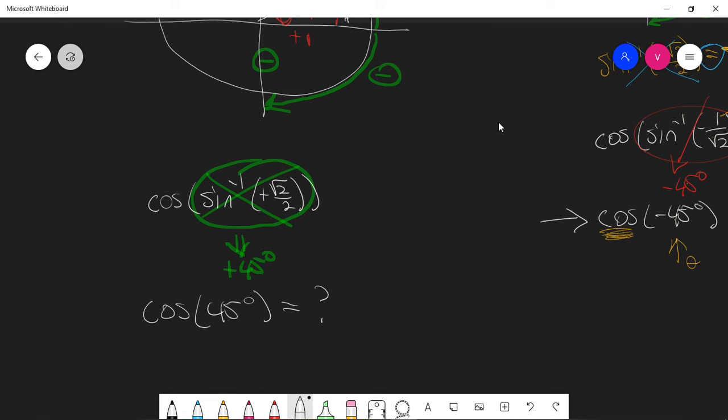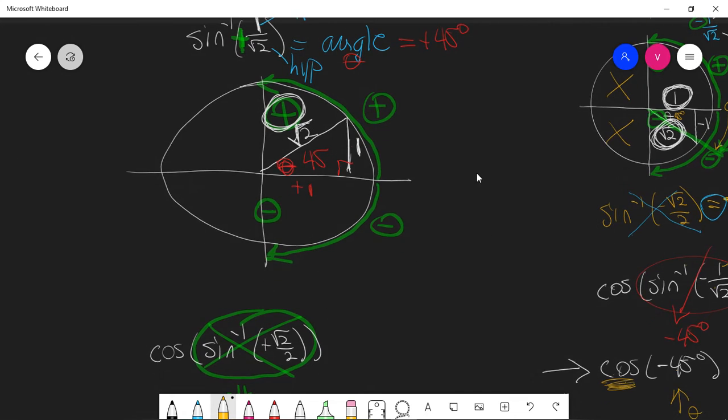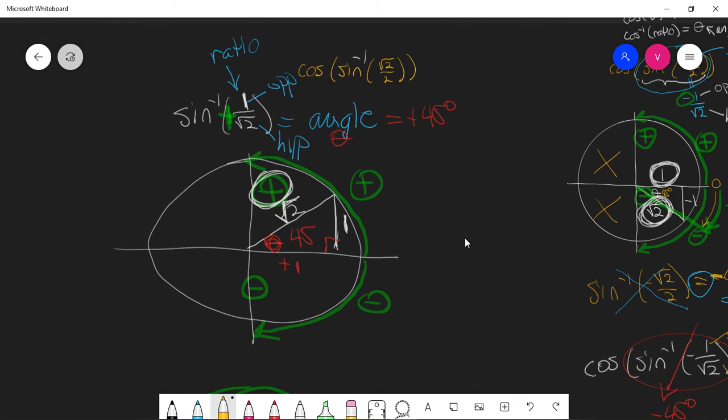Okay, so it's a new world now. Now we have regular cosine. The cosine of an angle equals a ratio. What is the ratio for 45 degrees? We can actually go back up to the same triangle. Doesn't always happen that way. Sometimes it's in a different quadrant.